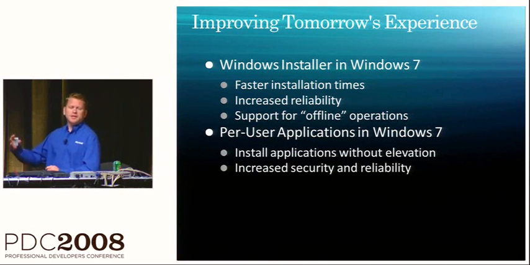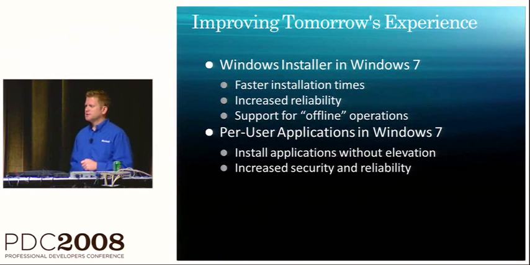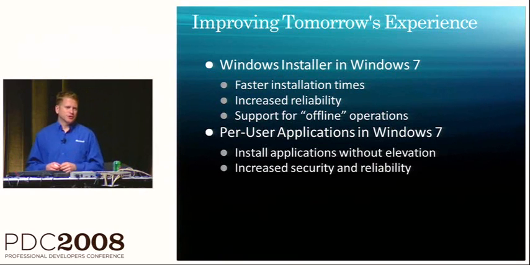Well, the Windows installer picks up on some of those performance improvements. We also made performance improvements ourselves. So you're going to see a lot faster installation times on Windows 7 than on down-level OSs. We also did some work to increase reliability of the Windows installer on Windows 7. And we also wanted to support what we call offline operations.